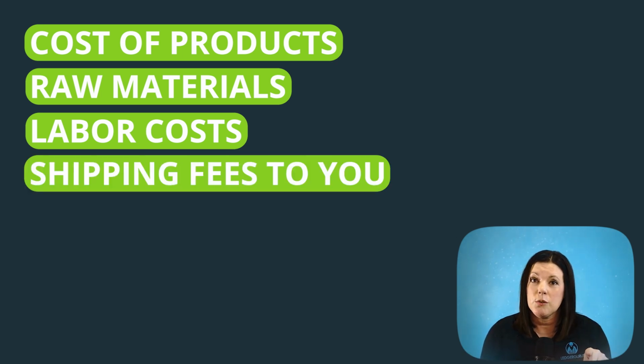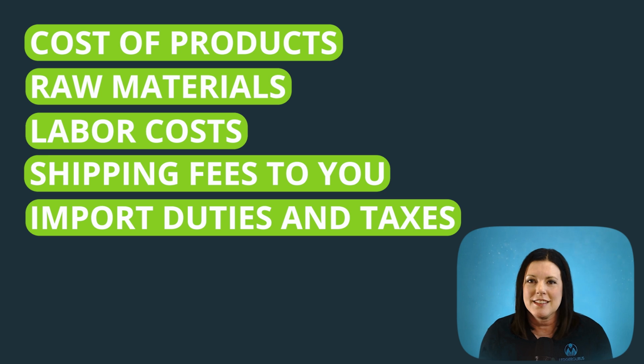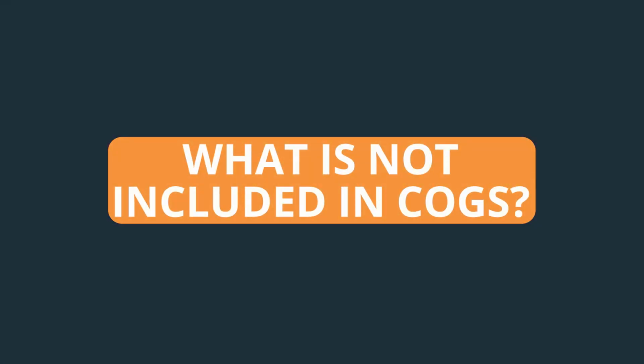Shipping fees to you. The cost of getting your product from your manufacturer to your warehouse is included in cost of goods sold. Import duties and taxes. If your suppliers are not located in the United States, then import duties and taxes are the costs to your business for importing those products. Okay, so if all of those things are included in COGS, what is not included in COGS?